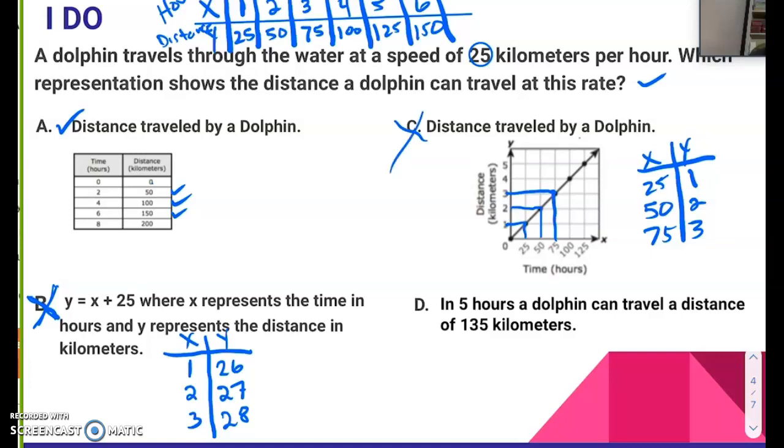And then for D, it states that in 5 hours, a dolphin can travel a distance of 135 kilometers. Well, if we look at the table that I created, it says after 5 hours, the dolphin would have traveled 125 kilometers and not 135. So that one is definitely not the answer. So our answer for this problem would have to be A, the first one.